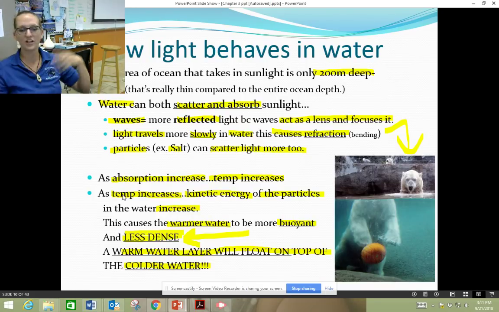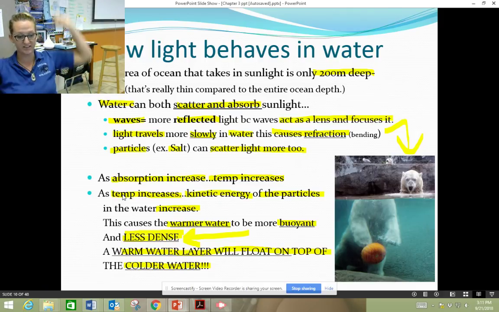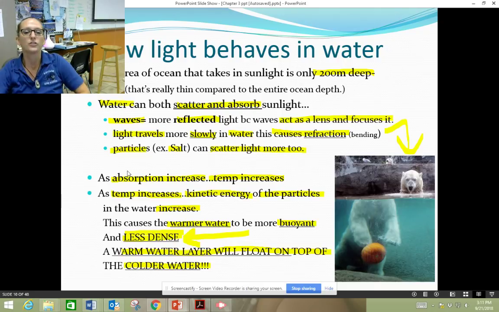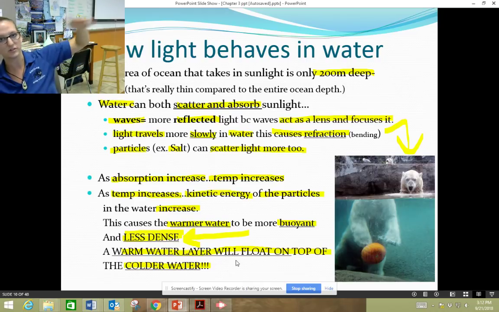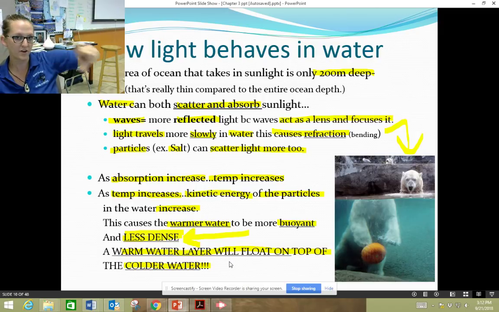Now, this kinetic energy, all that warm water, I mentioned it before: warm things rise because they have more energy and they just move to the top. Colder water, colder air, is slow and doesn't have a lot of kinetic energy, so it sinks. As temperature increases, we cause the water to become less dense. Things that are warm are less dense than things that are cold. This causes warm water to float on top of cold water. In the ocean, warm water floats on top of the cold water.